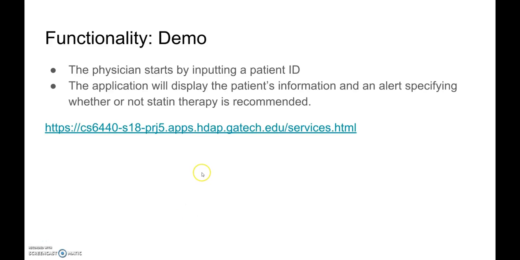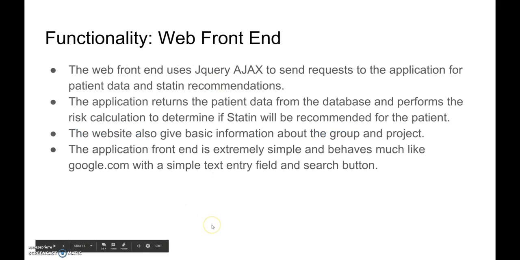The web front end uses jQuery AJAX to send requests to the application for patient data and statin recommendations. The application returns the patient data from the database and performs the risk calculation to determine if statin will be recommended for the patient. The website, as shown in the demo, gives basic information about the group and project. The application front end is extremely simple and behaves much like Google.com with a simple text entry field and search button.